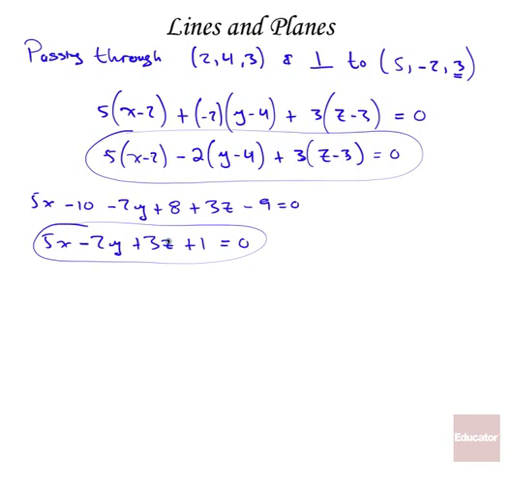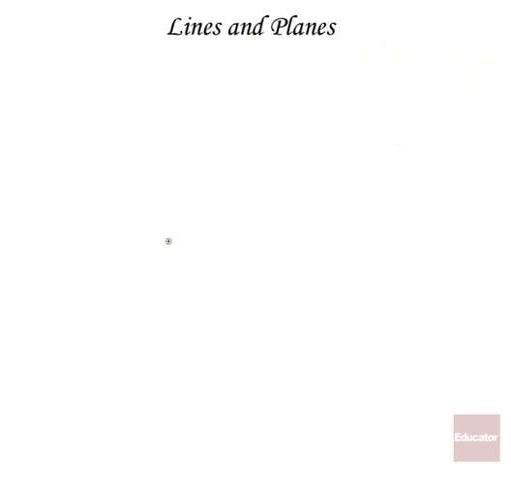Okay. Let's do one final example. Find an equation of the plane passing through the 3 points. So this time, passing through 3 points. Well, there are a couple of ways to do this. Let's do it the way we did for R2.